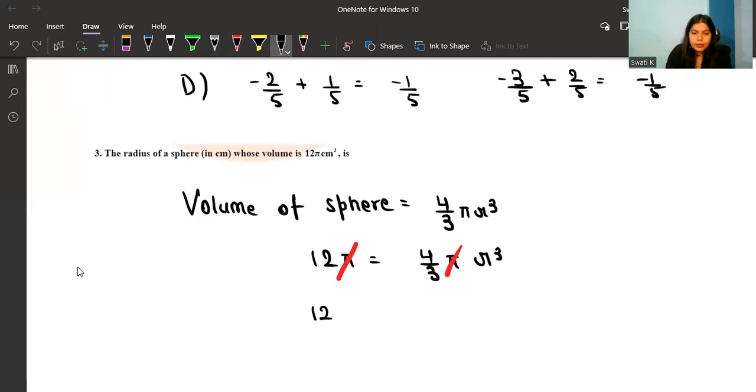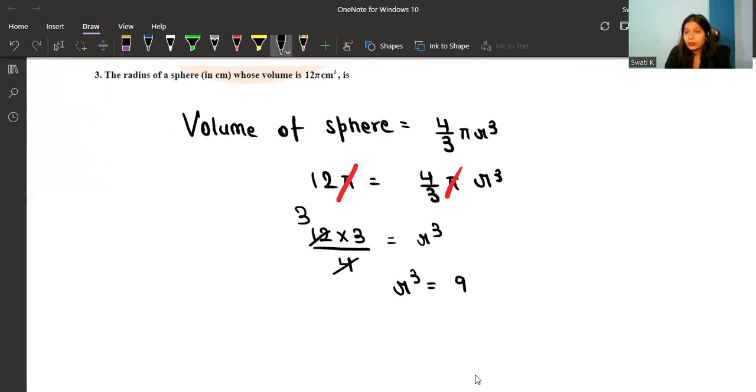First of all, this will become 12 times 3. Of course, if you shift 4 by 3 to the other side, 3 will go in the numerator and 4 will come in the denominator, is equal to r cube. Now 12 times 3 divided by 4 will become 9. So we are getting r cube is equal to 9. So r cube is equal to 9. So what is the value of r?